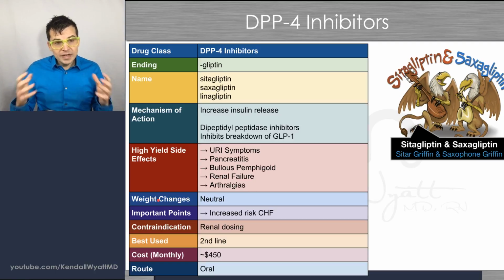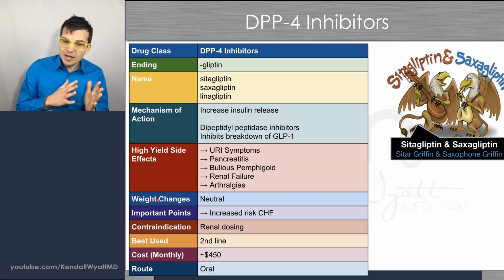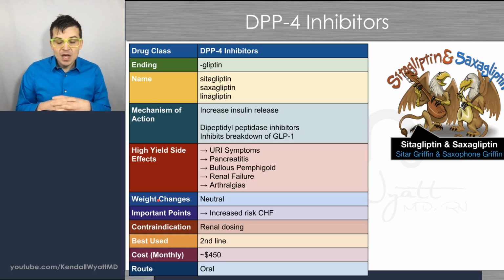These medicines are renally dosed, so you don't give them in severe renal failure. And they're a little bit cheaper than the GLP-1 analogs, but still pretty pricey, about $450 a month. The good thing about these is that they're oral. So it's a pill that you can take, and you can add it on to the other medicines and take this as well.